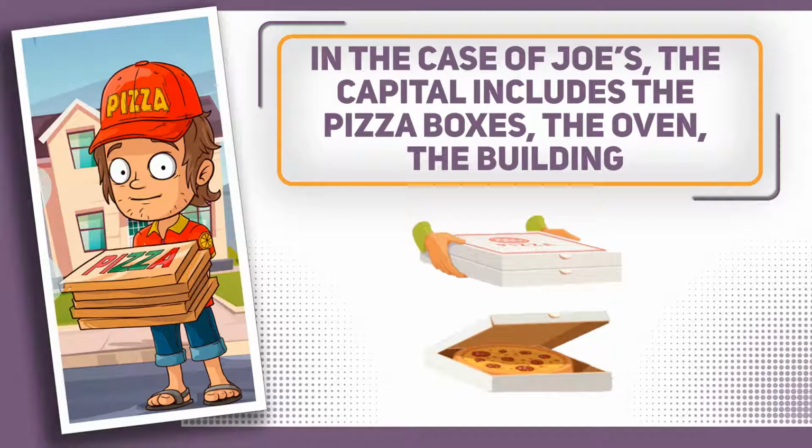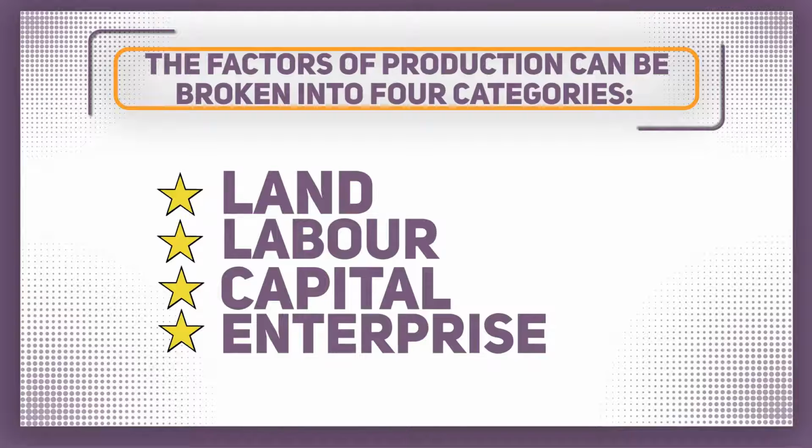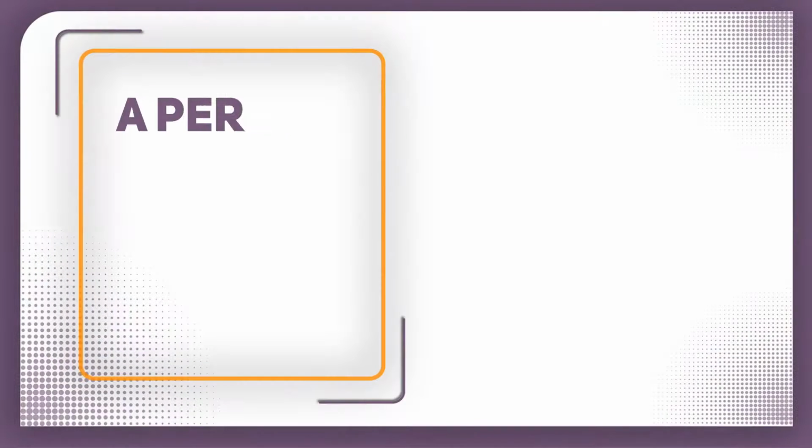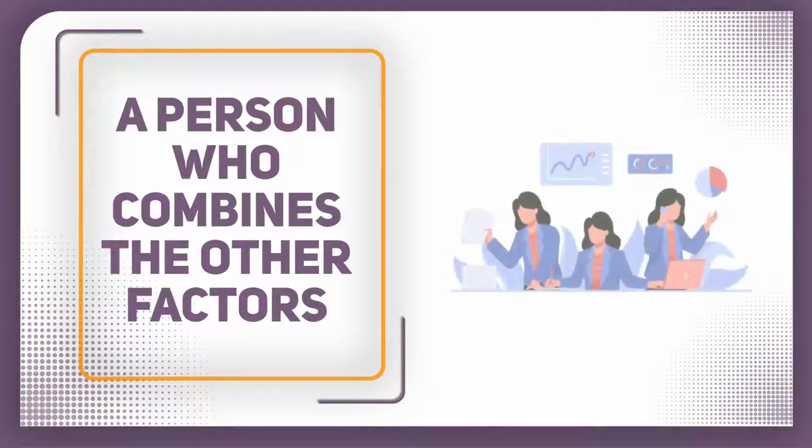For example, even tables and chairs. Anything used by Joe or Joe's staff, like Freddie, to add value to the pizza place. The fourth and final factor of production is enterprise. An entrepreneur is a person who combines the other factors of production, land, labour, and capital, to earn a profit.